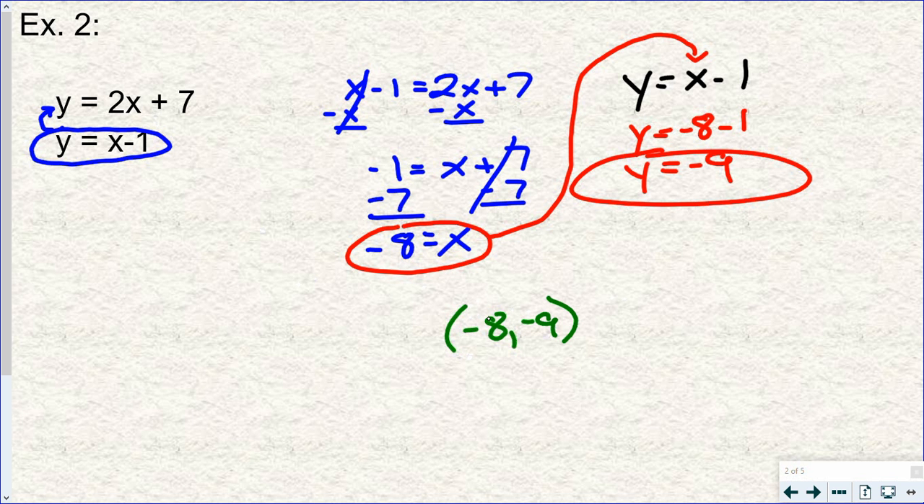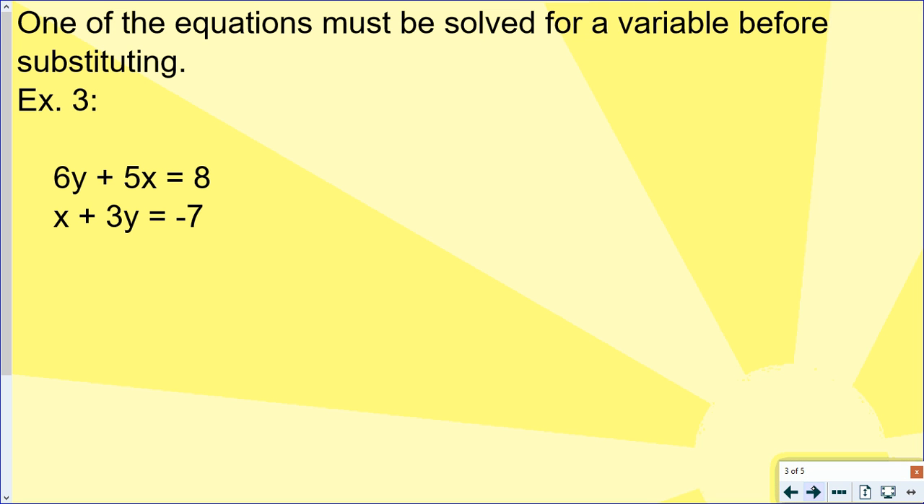And again, you can check it. This is an x value, this is a y value, right? So plug these into the first one. 2 times negative 8 is negative 16, plus 7 would be negative 9, which is what y is supposed to be equal to. The next one, plug in negative 8 for x. Negative 8 minus 1 is negative 9. That's what y is supposed to be equal to. All right, so let's look at another one.